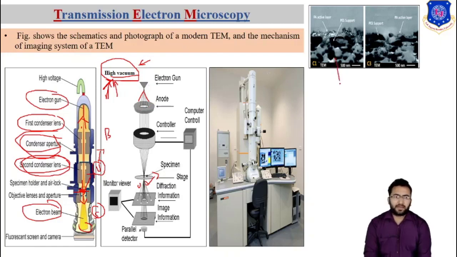So this is one example of an image obtained from TEM, or transmission electron microscopy. This is an example of TEM for a polyamide membrane, and this is the original setup for the TEM. So this is all about TEM.